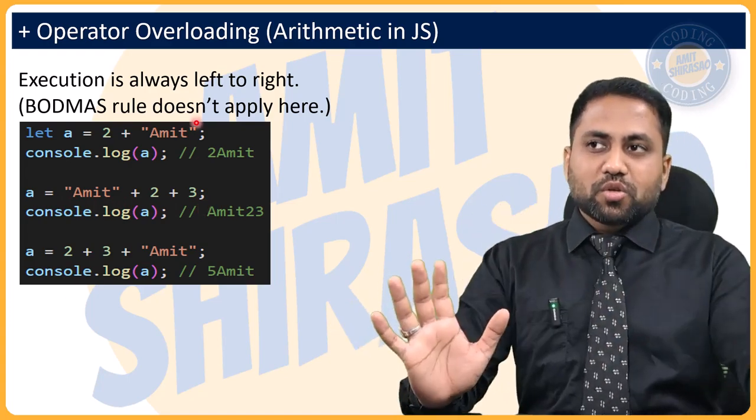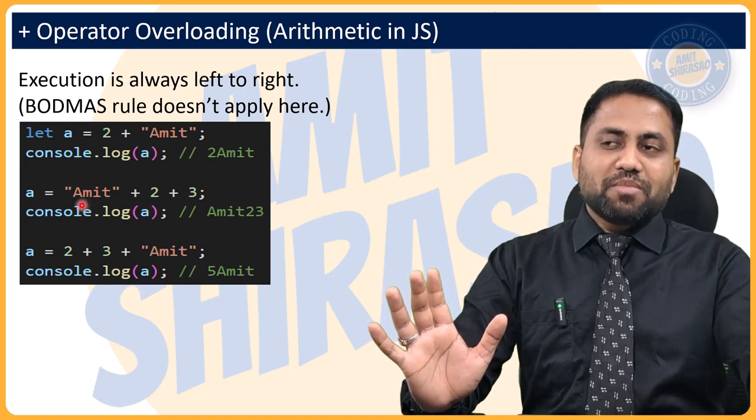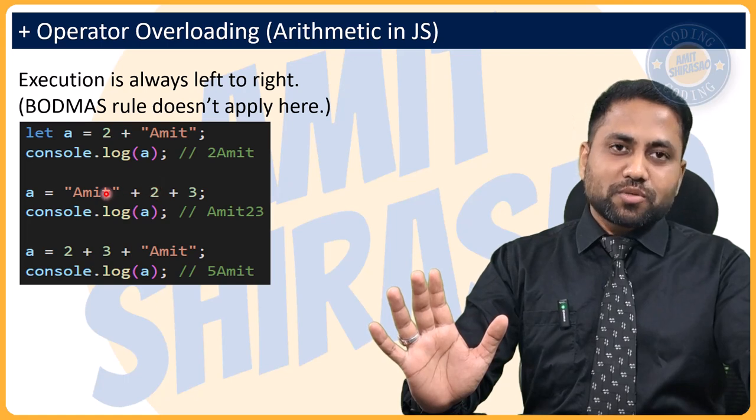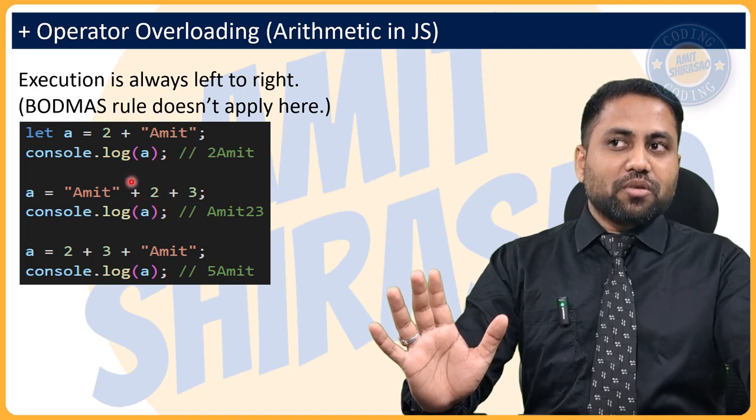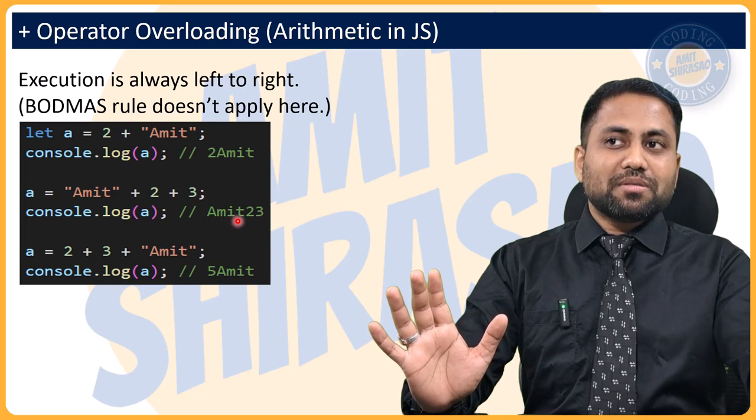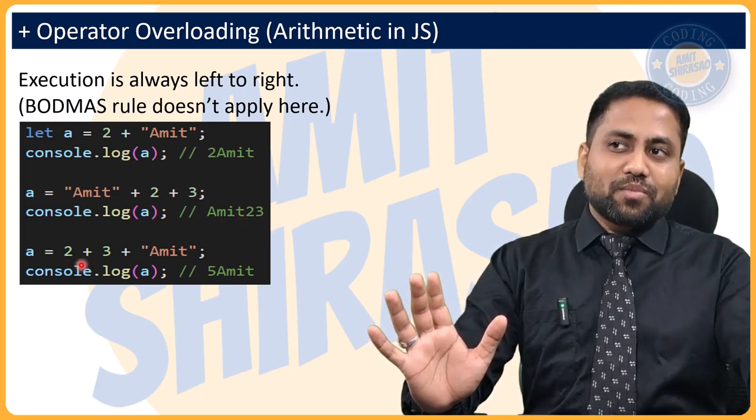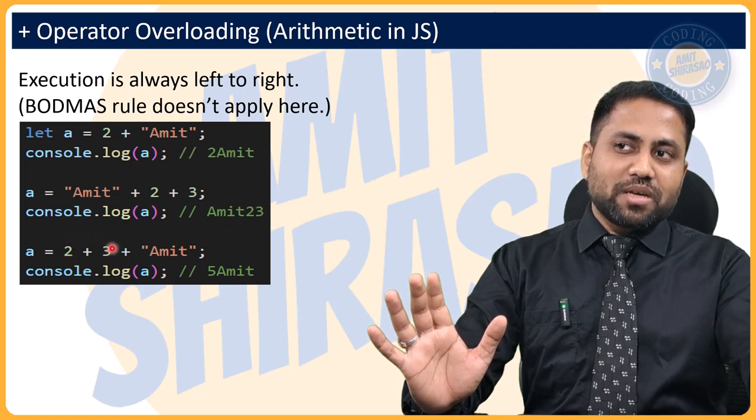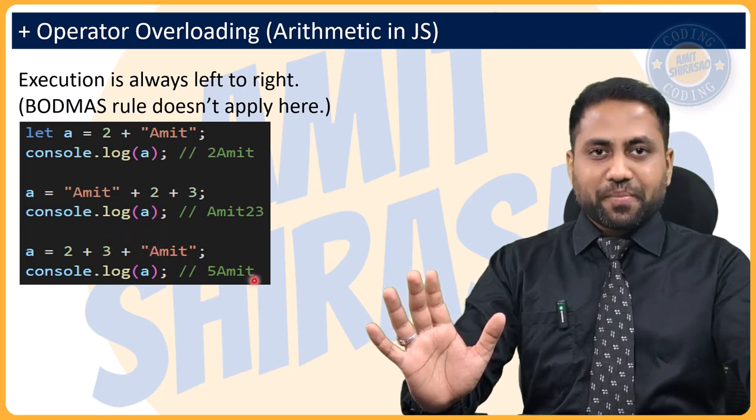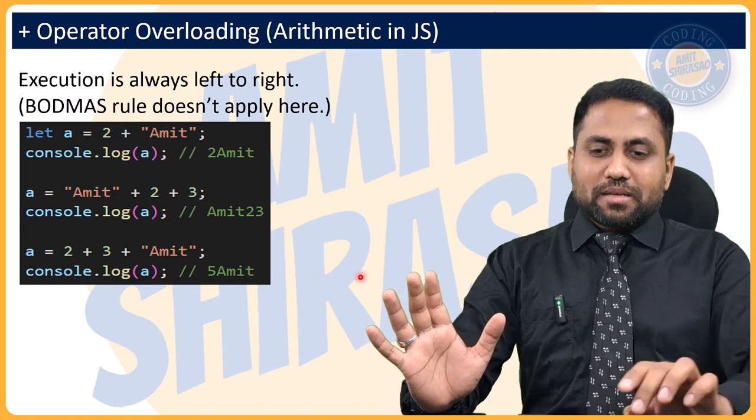So here from left to right, what do you see? Amit and 2. So what will happen? 2 will get converted into a string, and both the strings will be concatenated. So you will get Amit 2. Then this Amit 2 will be added to 3, so it will become Amit 2 3. Got the idea? This is how it is done. And then here, of course, 2 and 3 is 5, and 5 will be converted into a string and both will be concatenated. So it is 5 Amit. Got the idea?